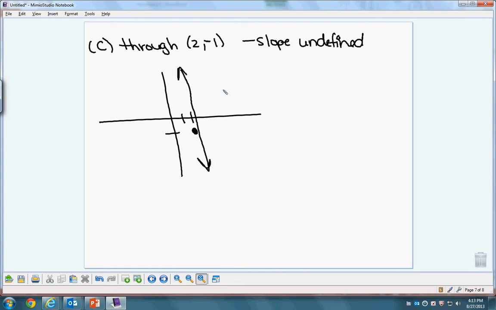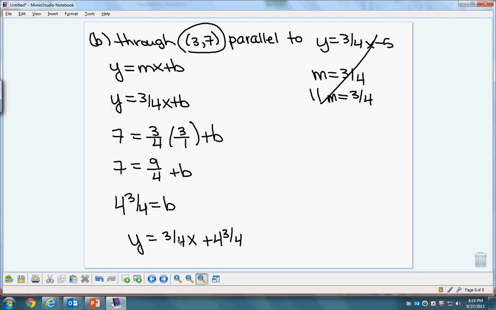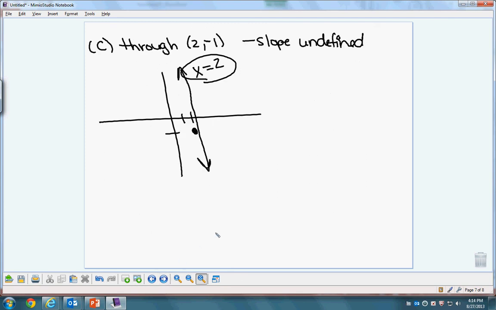If you remember our notes from yesterday, is that x equals something or y equals something? This is x equals something. So you go up here, the x is 2. So your answer to this problem is just x equals 2. It's not going to look like the ones before because it doesn't follow the same pattern. When you have a zero slope or an undefined slope, it's going to look like this, or like the one I'm going to do in a second.